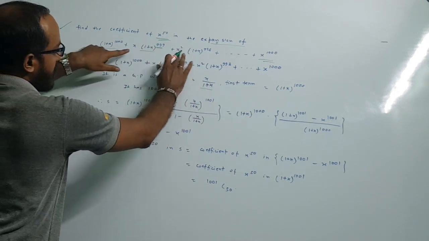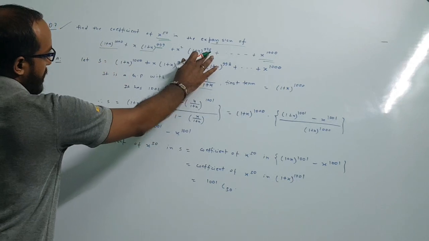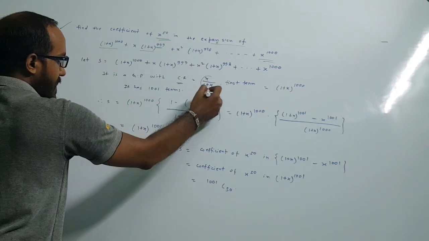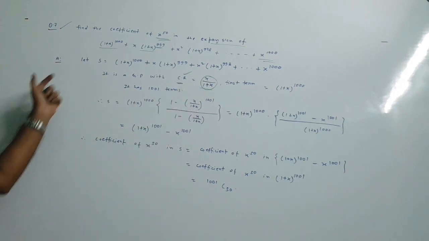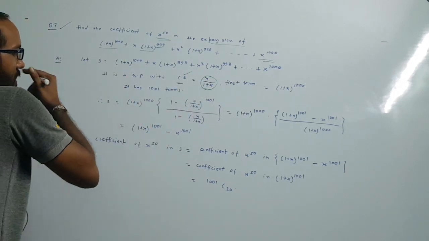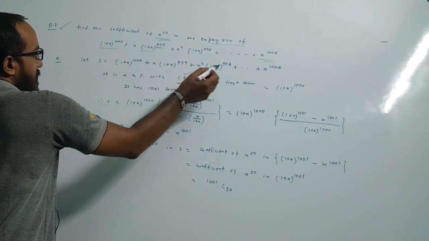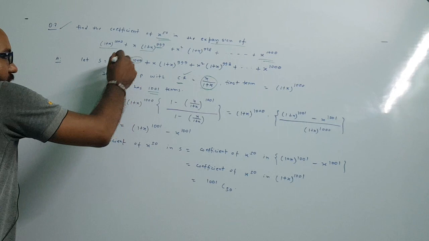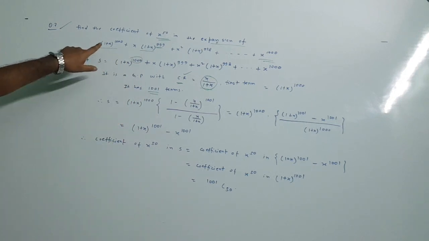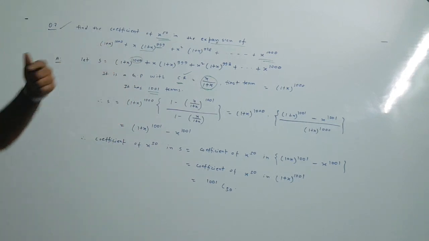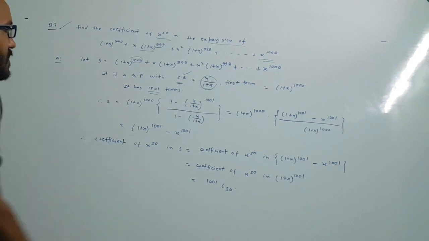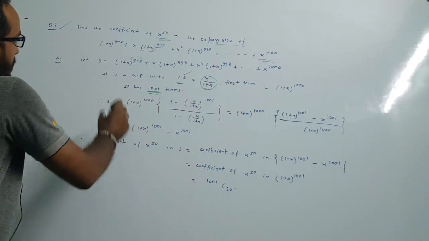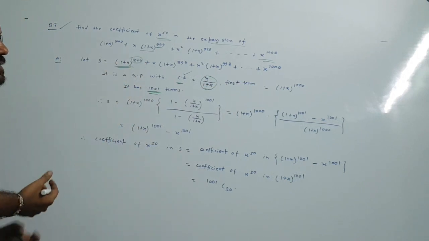And if you divide x square into 1 plus x to the power 998 by x into 1 plus x to the power 999, you will get the same term. So it is our common ratio. And here the total number of terms is 1001. Because we know that in 1 plus x to the power 1000 there are n plus 1 terms. So the total number of terms is 1001, and our first term is 1 plus x to the power 1000.